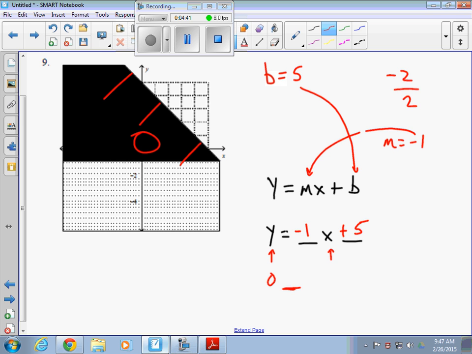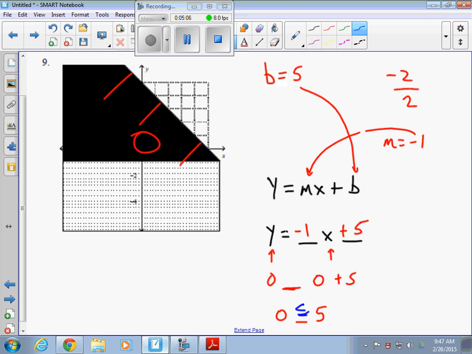Plugging in 0, -1 times 0 is 0 plus 5. So 0 is something 5. You want to make a true statement there, since we're going towards 0, 0. 0 is less than 5. And since we know it's a solid line, again, I know your picture's small, but it looks better than the one up here. It's a solid line, so we're going to make it or equal to.